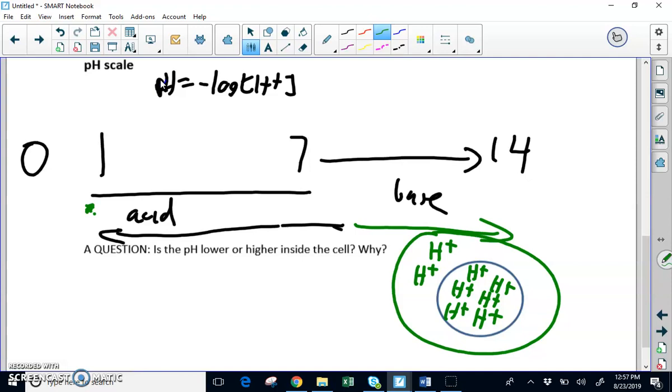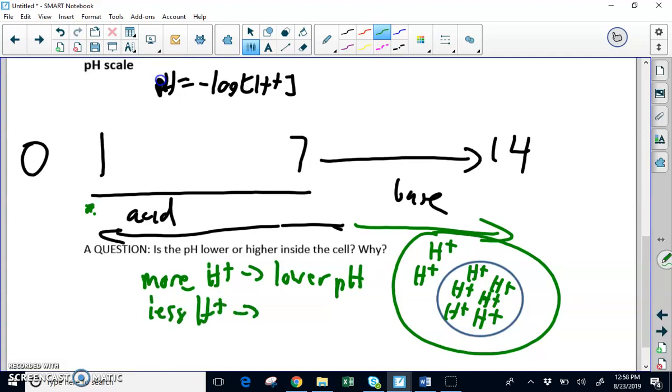So this is where your brain hurts a little bit. Marlon, you got this, but this is important. Where is there more H+? There's more H+ inside the cell than outside the cell. Things with more H+ have lower pHs. So more H+ means lower pH. If something has less H+ than something else, it has a higher pH.